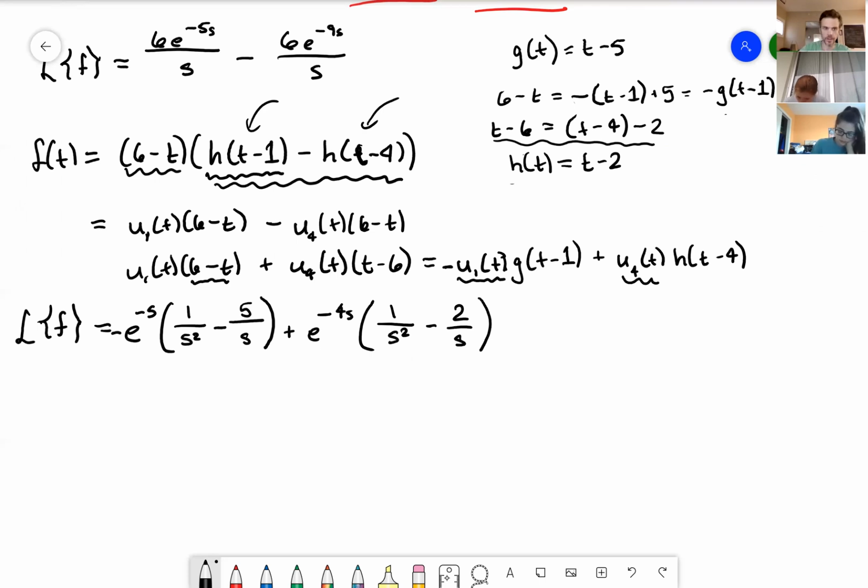So we'll try it again. Negative exponent, negative s, times 1 over s squared minus 5 over s, plus exponent 4s, times 1 over s squared minus 2 over s.